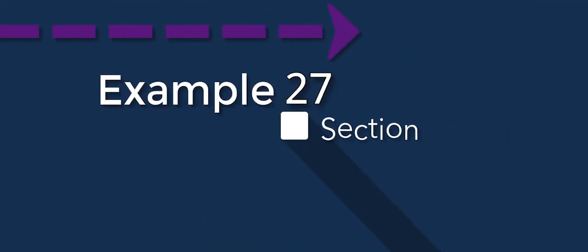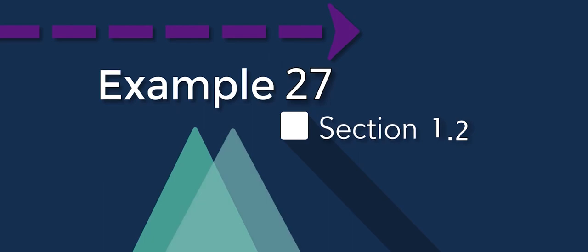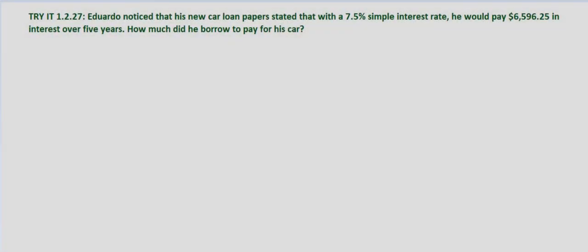So once again, we're looking at simple interest. Right off the bat, I'm going to write down the formula: interest equals principal times the rate of interest times time.